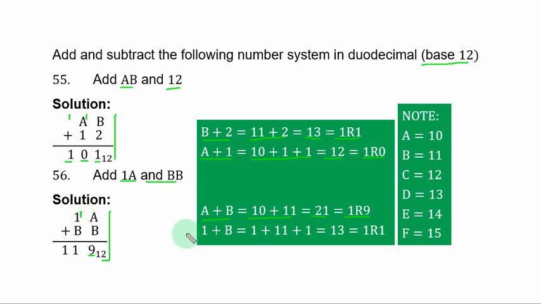If you add that second column, 1 plus B, that is 1 plus 11, plus the 1 you carried forward, that becomes 13. And in base 12, 13 cannot be written down. You divide it by 12 and you have 1 remainder 1. You write down remainder 1, you take the 1 forward, which you bring down in this form. So you have 119 base 12.